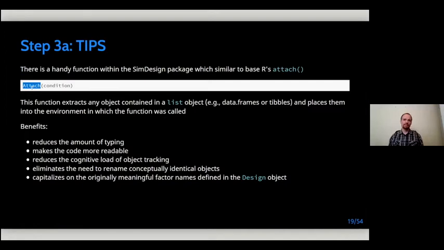It also helps reduce the cognitive load for object tracking, so we don't have to create as many objects. And it also eliminates the need to rename conceptually identical objects, because in our design object, we've got something called sample size.